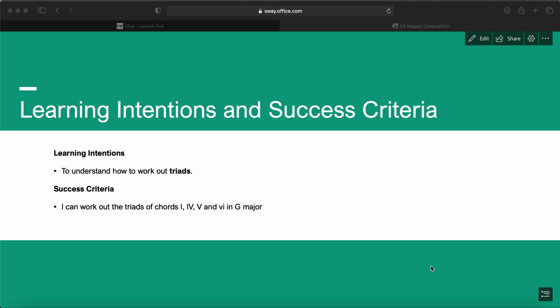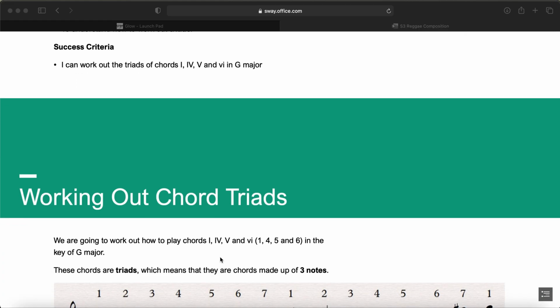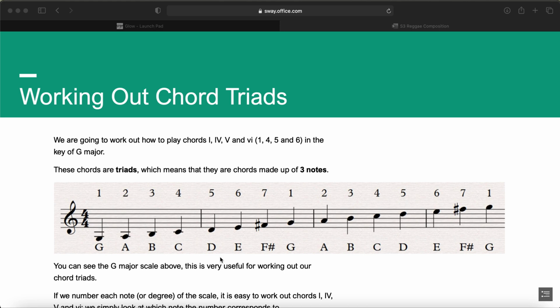We're now moving on to task 4, learning intentions and success criteria. You will understand how to work out triads, and you'll be successful if you can work out the triads of chords 1, 4, 5 and 6 in G major. This is work that you have done before in your blues composition that we worked on earlier last year, but we're just going to go over it again. We're going to work out how to play chords 1, 4, 5 and 6 in the key of G major.